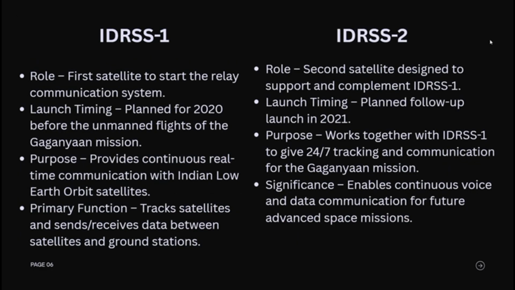IDRSS stands for Indian Data Relay Satellite System. It consists of two satellites, IDRSS-1 and IDRSS-2, developed by ISRO. These satellites help in continuous communication between spacecraft and mission control. They send telemetry, tracking and command data, and also reduce the dependence on ground stations alone. Both satellites work together, and if one satellite is blocked or temporarily unavailable, the other provides backup communication for safety.